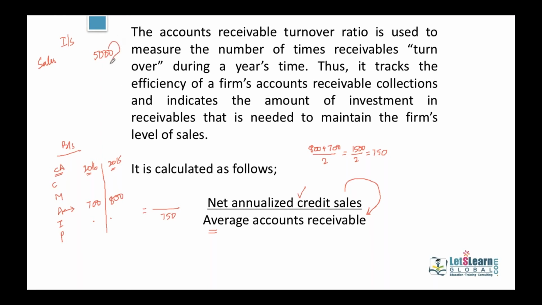Say this company is selling 20% for cash. So the cash sales are already included here, and we have to convert back into credit sales. Credit sales equals total sales minus cash sales. So can I write 5 million times 80%, because 20% is cash sale, right? So 4 million credit sales divided by 750 average accounts receivable will give you 5.33 times.